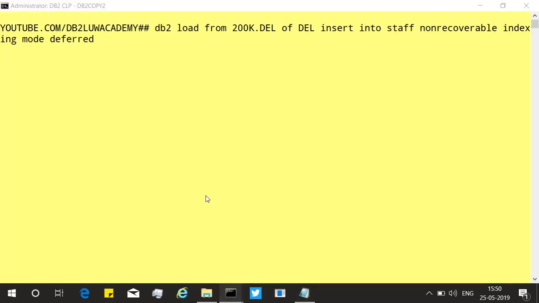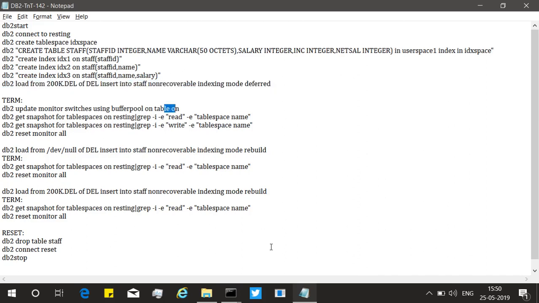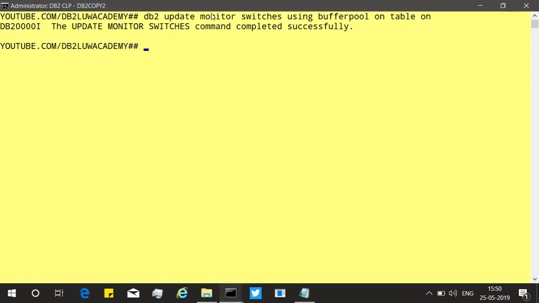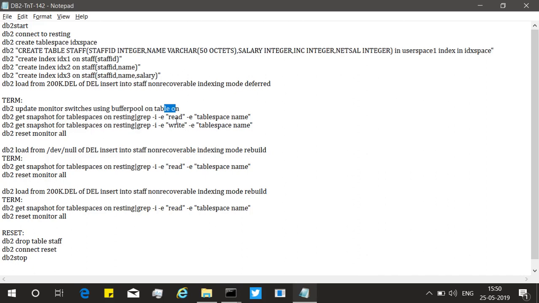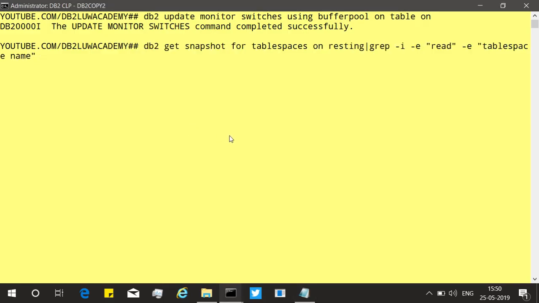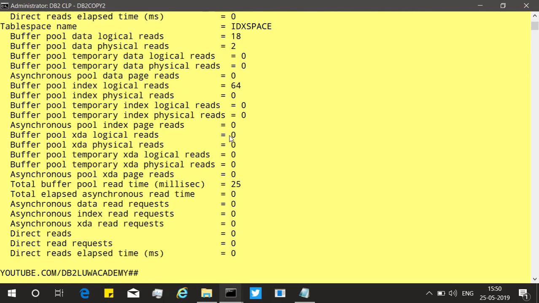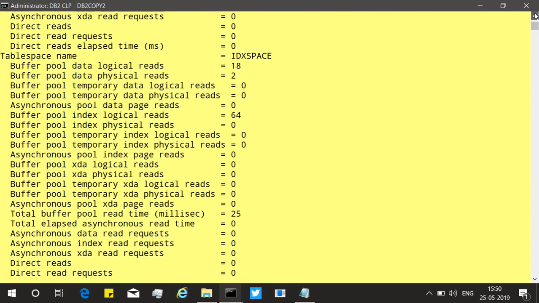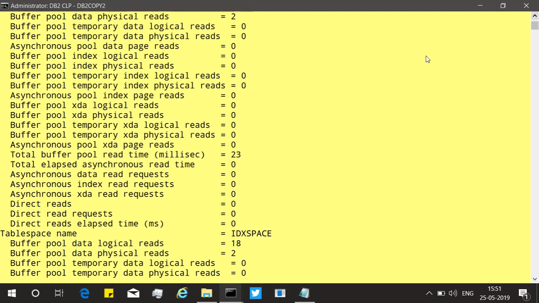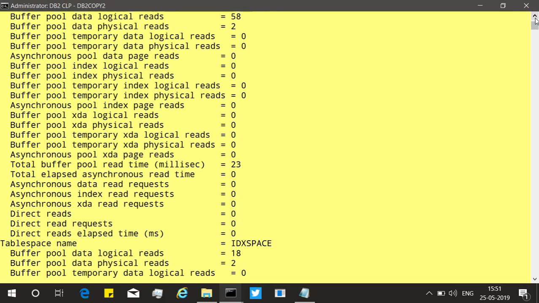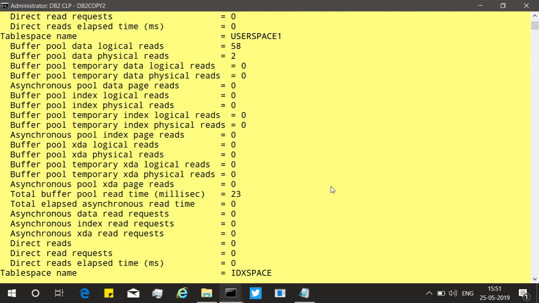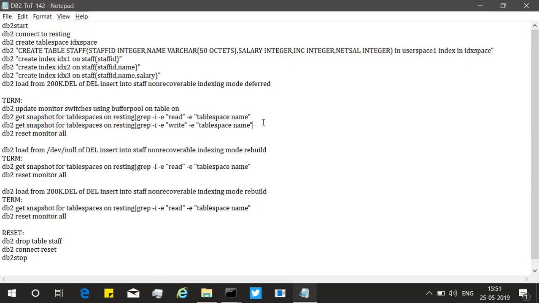Before hitting that, I'll turn on the monitoring. So I have turned on the monitoring here. Let me show you the output of this read command. It's a snapshot of the table spaces. You can see what I'm saying: direct reads in the index table space and direct reads in the user space. Those two things are the important concern for us.